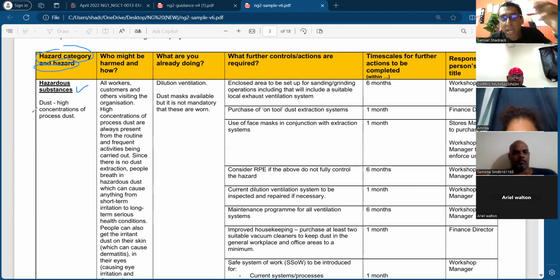Therefore, you could all have the same categories, but you're going to have a different example because you are all using different made up or real companies. Are you all okay with that? Okay, let's get to the next one.